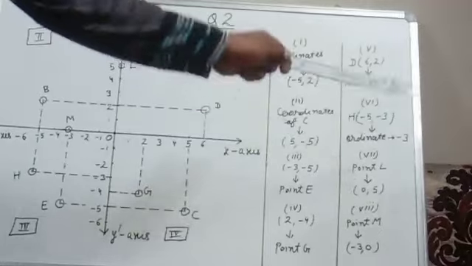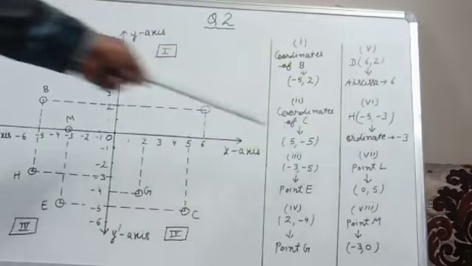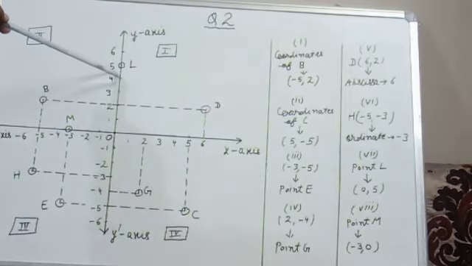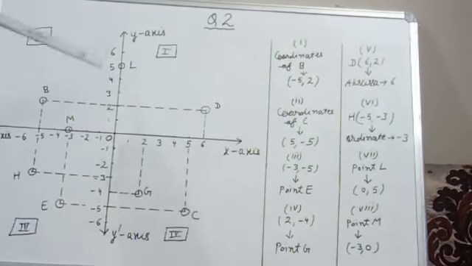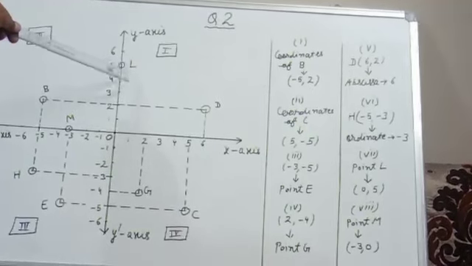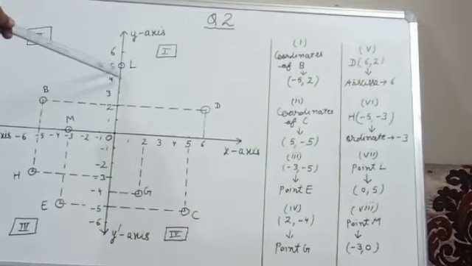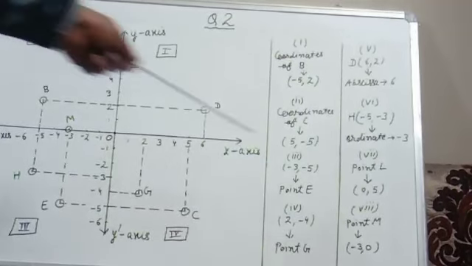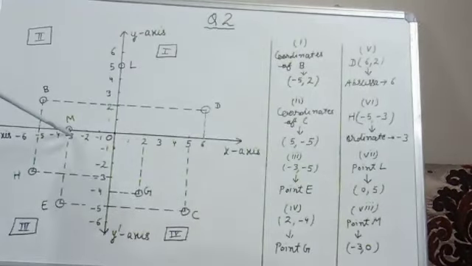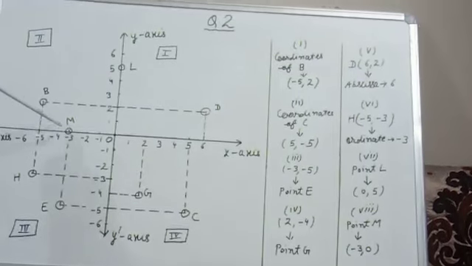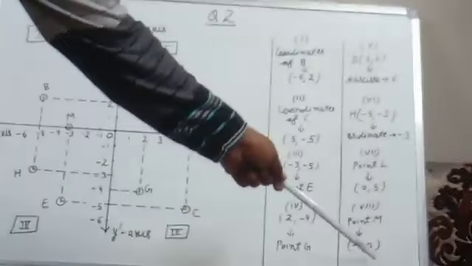Now the seventh part, point L. We have to check where point L is. We want to find the coordinates of point L. You will check that it doesn't lie in any of the quadrants, first, second, third, fourth. It is lying on the y-axis. Yesterday I told you that on the y-axis x is 0 and on the x-axis y is 0. So here the value of y is 5 but the value of x is 0. So the coordinates are 0 and 5. Then we find the coordinates of point M. This is point M. It lies on the x-axis, which means the value of y is 0. So the value of x is minus 3 and the value of y is 0.